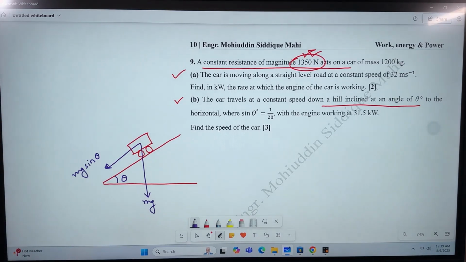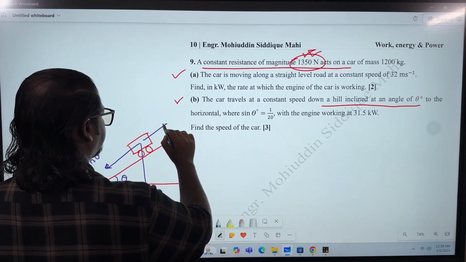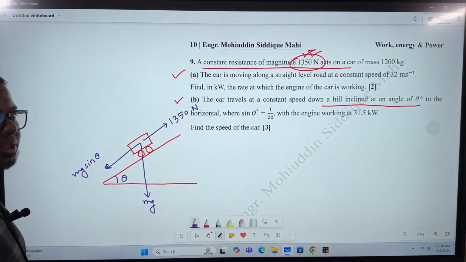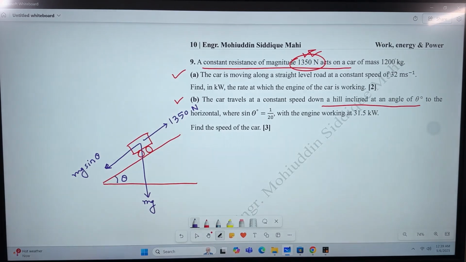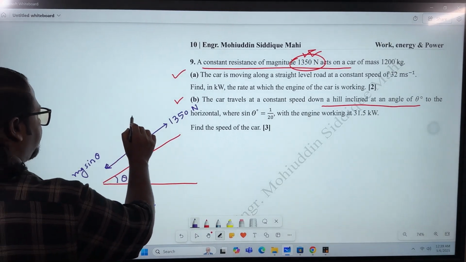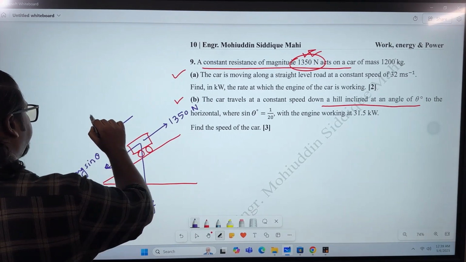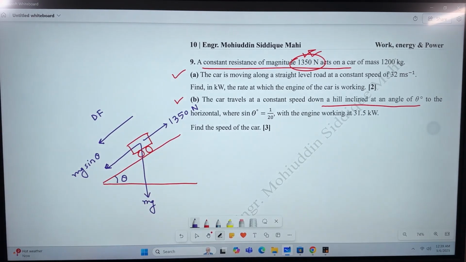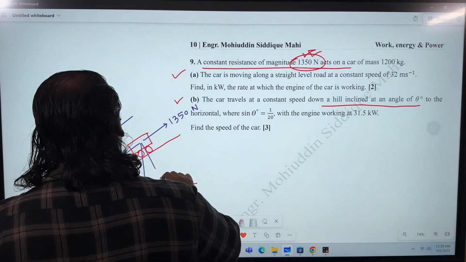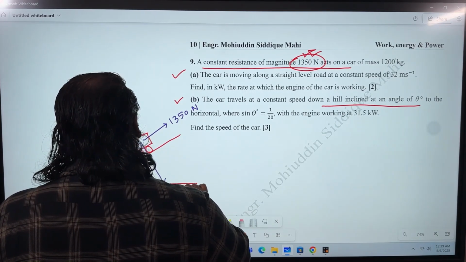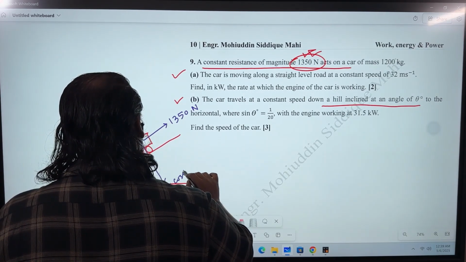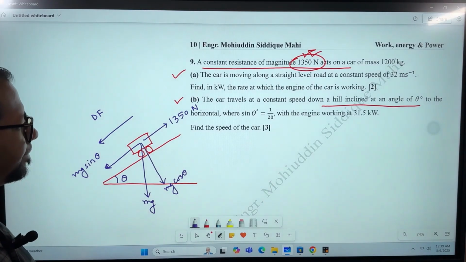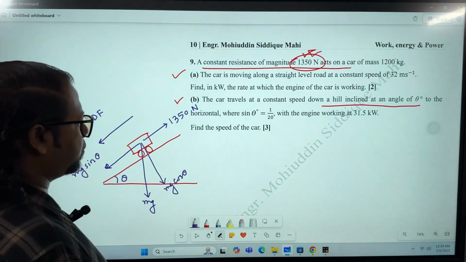Mg sine theta, and the resistive force is 1350 Newton. Resistive force always acts in the direction opposite to the motion, you know about it. And also the driving force will act in downward direction. Why? Because it was moving in downward direction. And there is also a component of weight perpendicular to the inclined surface, but that won't be required to solve this question. Okay, so which equation we should use?